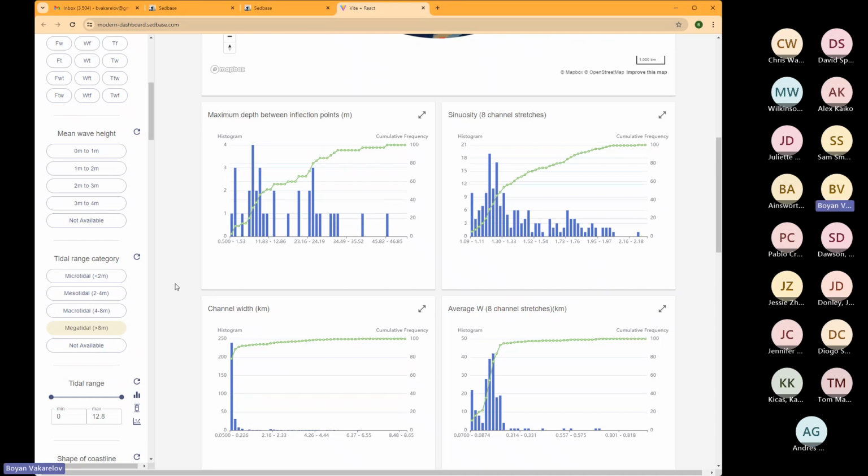Again, we will be playing a lot with this module once we start talking about our fluvial dominated, wave dominated, and tide dominated webinars. Be aware that this is available to you now. Please let me know if you run into any bugs.